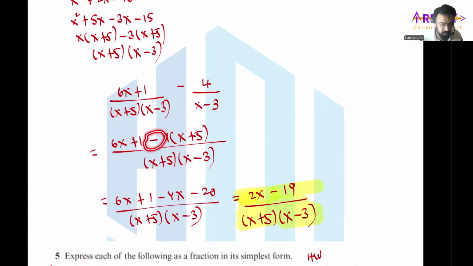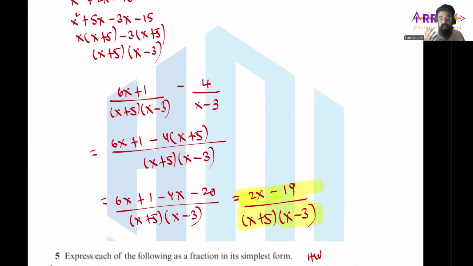After this subtraction sign, now what you need to do is expand the numerator. So 6x plus 1 minus 4x minus 20, divided by x plus 5 multiplied by x minus 3. Therefore 2x, and then 1 minus 20 is basically minus 19. So 2x minus 19 divided by x plus 5 multiplied by x minus 3. This is supposed to be your answer.